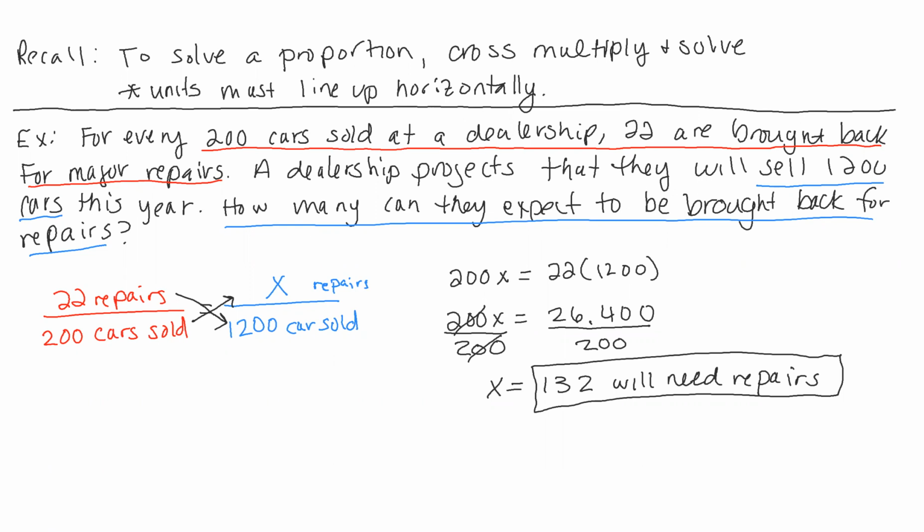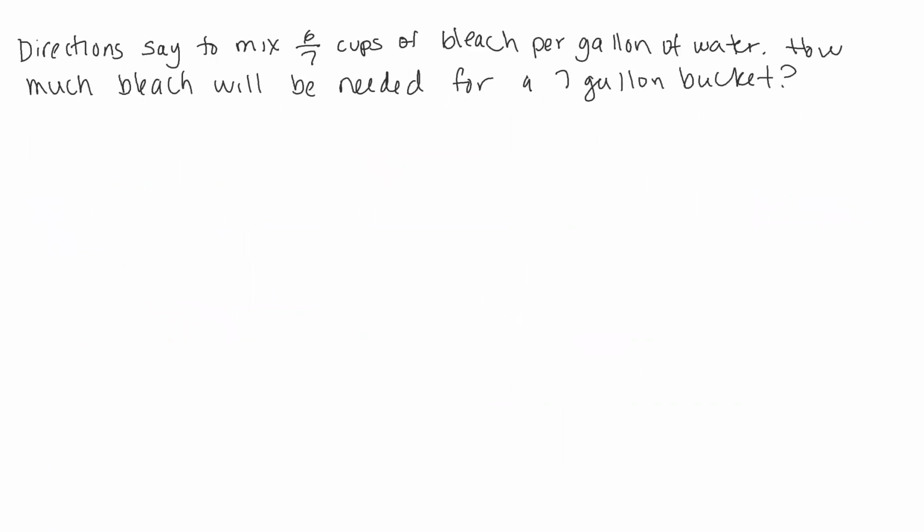Let's look at another word problem. So for this one, it says directions say to mix 6/7 cups of bleach per gallon of water. So you're mixing up some kind of cleaning solution. All right, so 6/7 cups of bleach per gallon of water, how much bleach will be needed for a 7-gallon bucket? So we know that we need to mix 6/7 cups per gallon. We want to know how much bleach will be needed for 7 gallons of water.